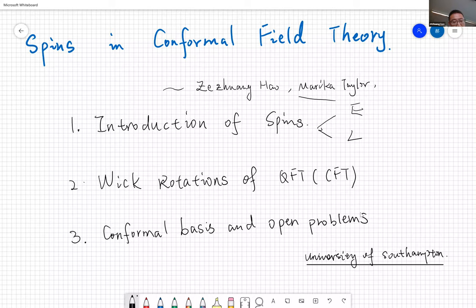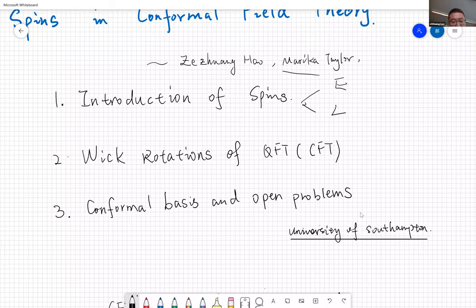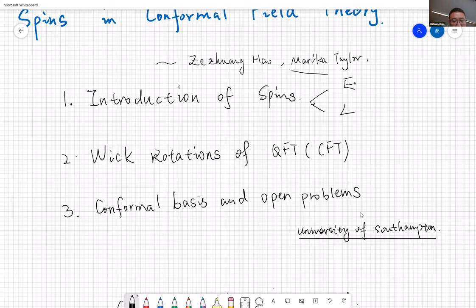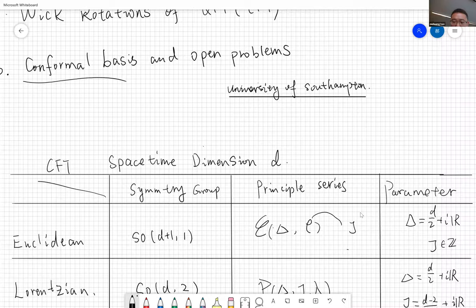And then I will introduce a little bit about Wick rotations in quantum field theory. That's a special technique when we deal with different signatures in field theory. Then I will introduce some problems in our project, and that's about the conformal basis. We use the conformal basis to expand our fields. And that's the plan of this talk. Now let's go to the next page.